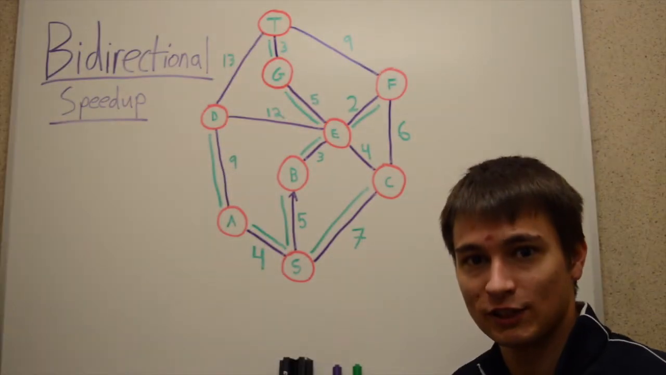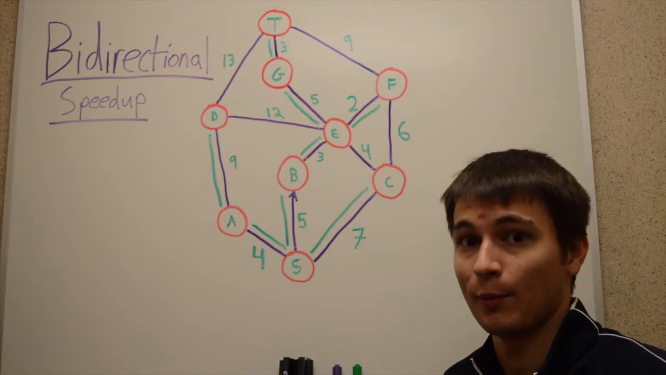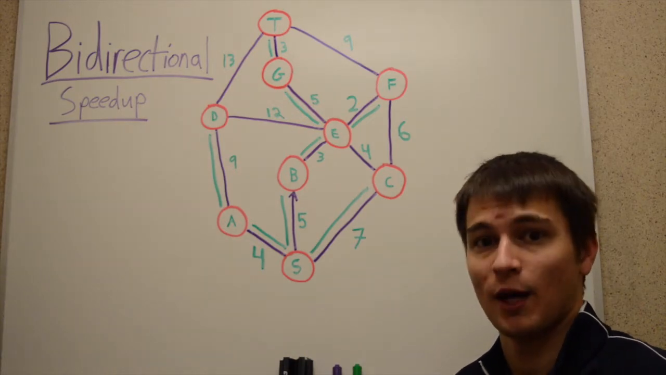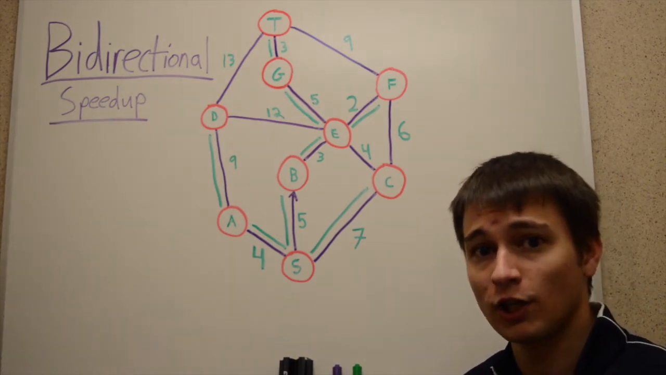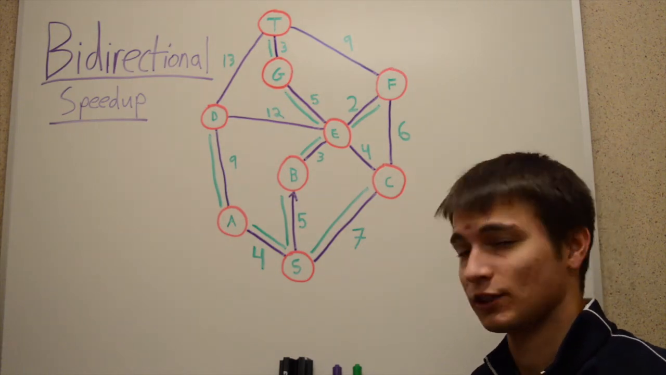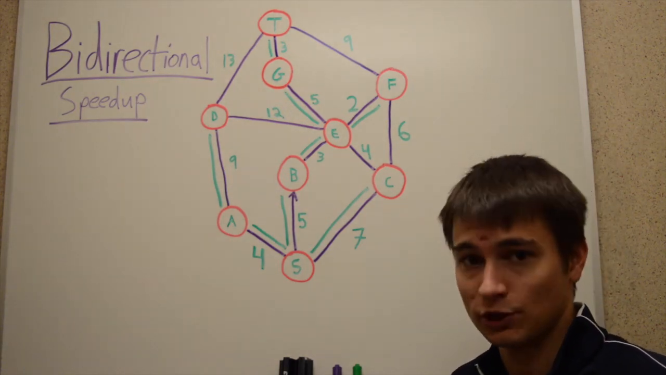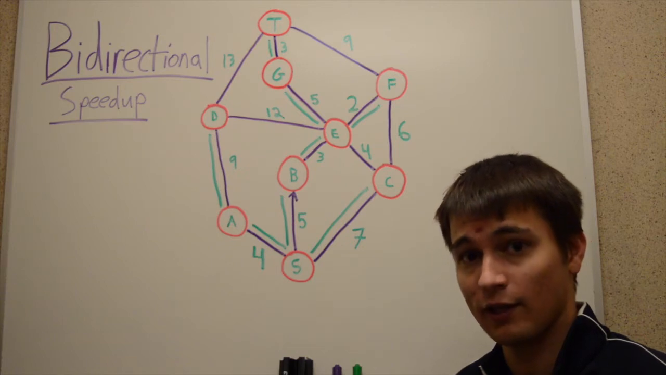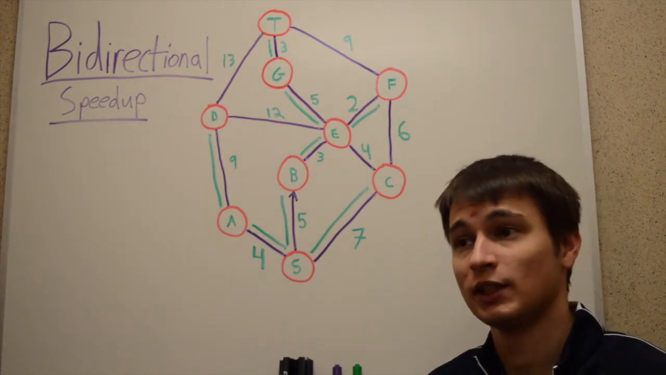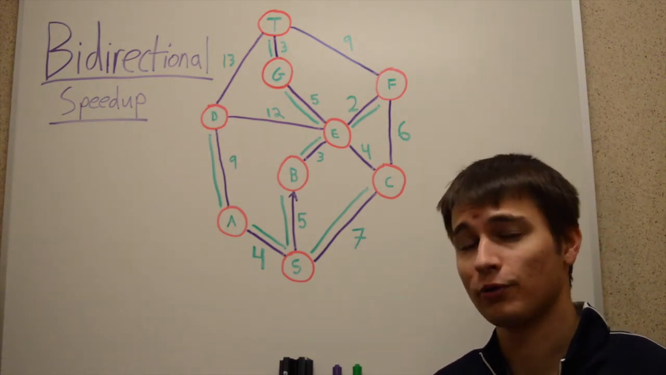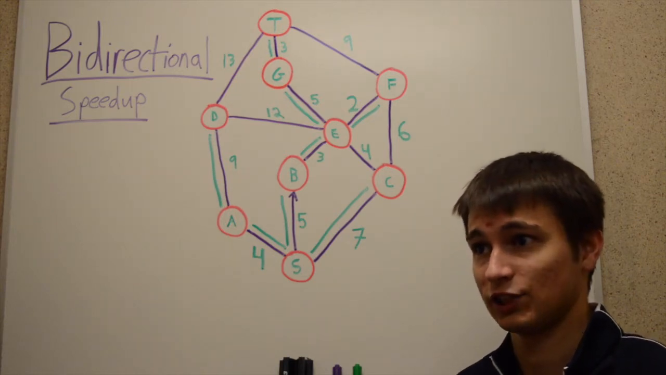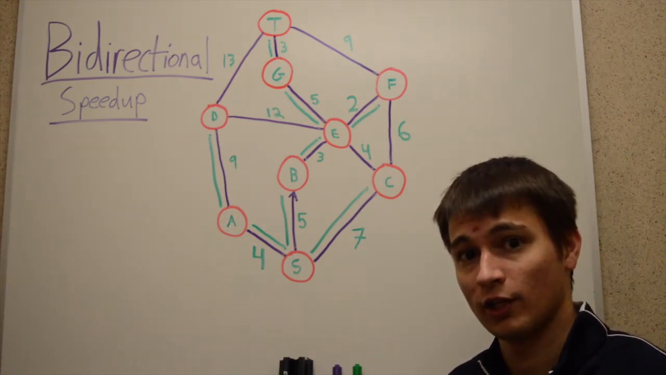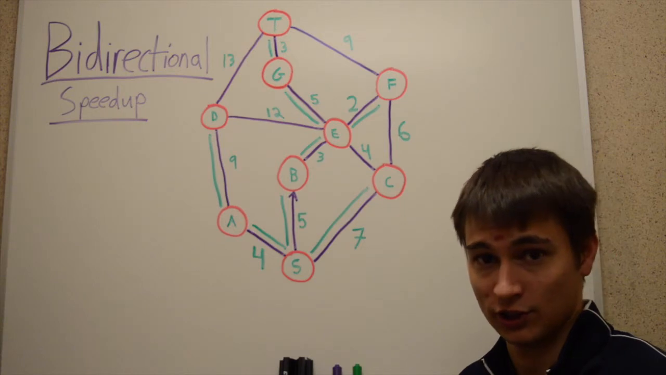So now that we've discussed a few of the algorithms and how they work, I'm going to talk about one of the main speedups that's commonly done. With all the algorithms that we've done so far, we've searched from start to destination. But as you can imagine, sometimes it's faster to go from both directions, from start to destination and from destination to start. This is known as a bidirectional search.